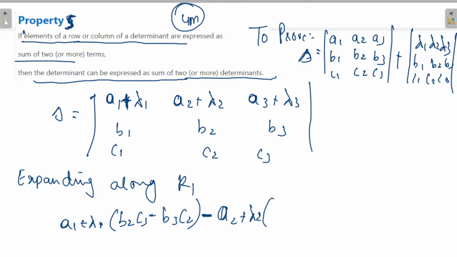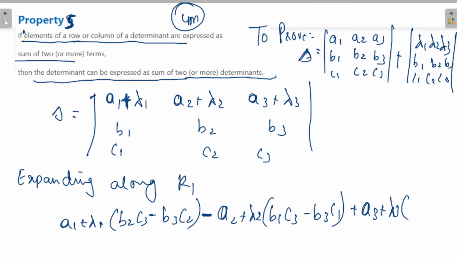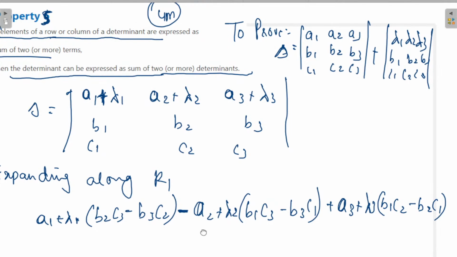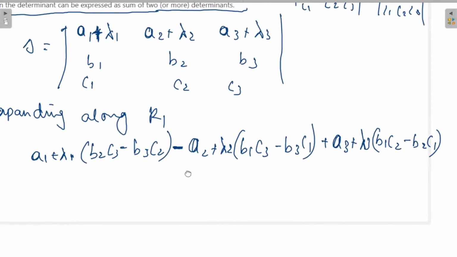And here you have to repeat this with R1 and C2 deleted. This becomes b1 c3 minus b3 c1, plus a3 plus delta 3. And what will I get here? Let me take it a little bit over here. Now this row and column will be deleted. What will I get? b1 c2 minus b2 c1. Now check it over here. Now what will I do?